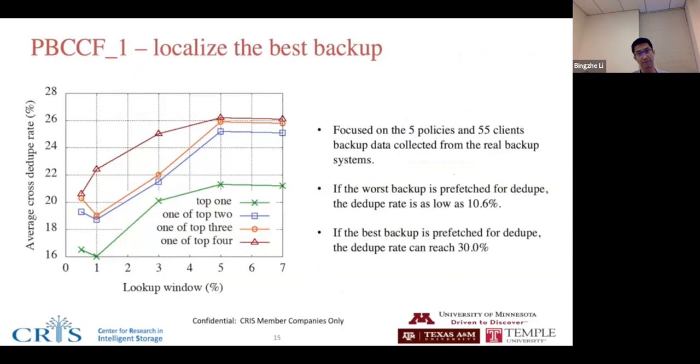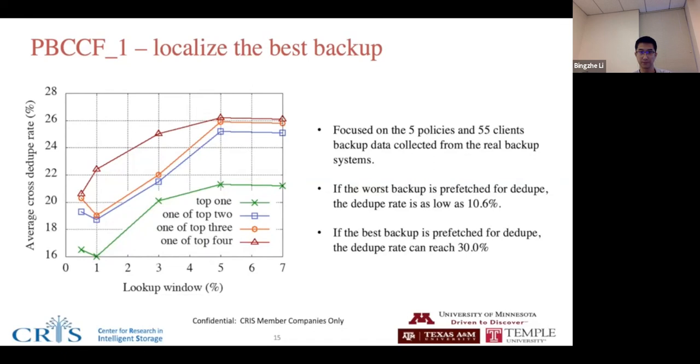It will prefetch a single backup from the candidates to dedupe, to detect the ability of the PBCCF to localize the best backup. We focus on 5 policies and 55 clients' backup data collected from the real backup system. If the worst backup is prefetched for the dedupe, the dedupe rate is as low as 10.6%. But if the best one is prefetched, the dedupe rate can reach 30%. From the results, we can see the dedupe rates for different lookup windows increase at the beginning, then saturate at a 5% lookup window. Hence, only a 5% lookup window in our dataset is sufficient for the CUPM to approximate the container usage of the processing backup.